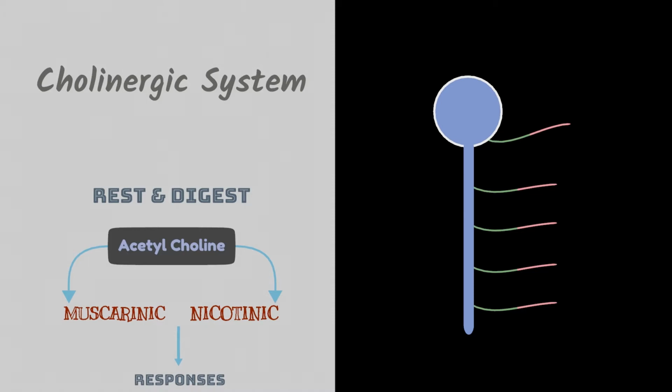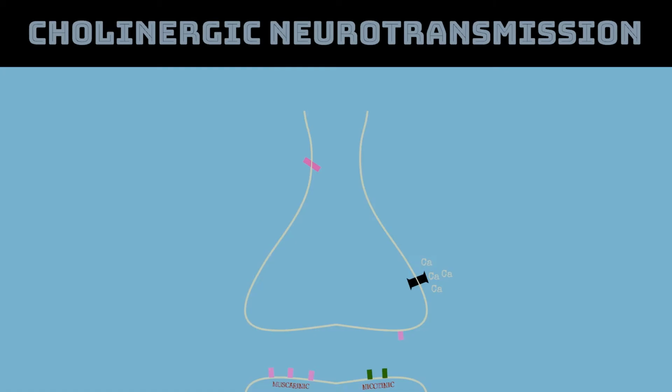Now let's discuss in detail the cholinergic neurotransmission. The choline molecules that are found outside the neurons are taken up inside with the help of a transporter called the sodium choline cotransporter. This choline is then combined with acetyl coenzyme A with the help of an enzyme called choline acetyltransferase to form acetylcholine. The formed acetylcholine is then stored inside vesicles. This can help prevent its degradation.